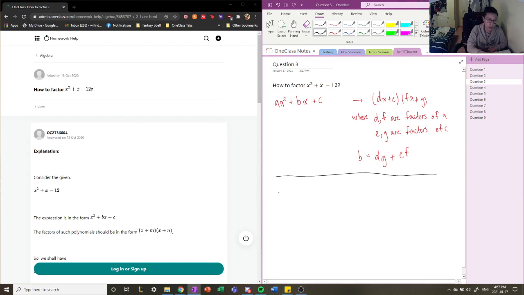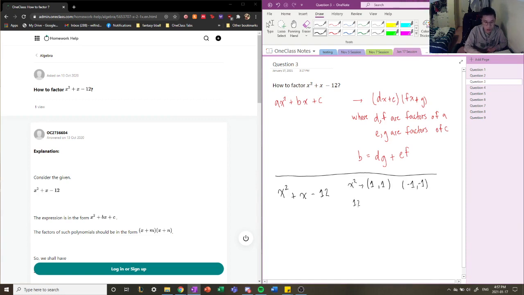Here's our quadratic function, x squared plus x minus 12. The first thing we want to do is think of the factors of x squared and also of negative 12. The factors of x squared are basically 1 and 1, and it also can be negative 1 and 1. So factors for x squared are 1 and 1 or negative 1 and 1. These are not coordinates, these are just the factors.